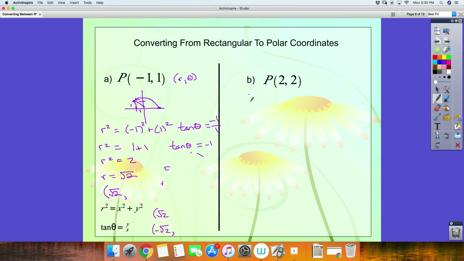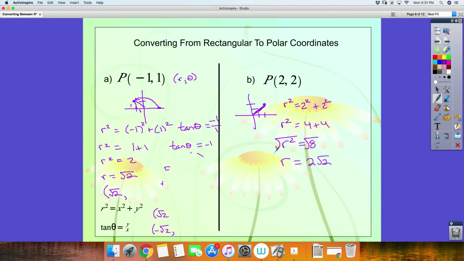So I know if I am dealing with 2, 2, we're up here in quadrant 1. So let's go ahead and do our Pythagorean theorem to find our radius. So 2 squared plus 2 squared. So that gives us r squared equals 4 plus 4, or we get r squared equals 8. So when we square root both sides, we end up getting r is equal to 2 root 2.